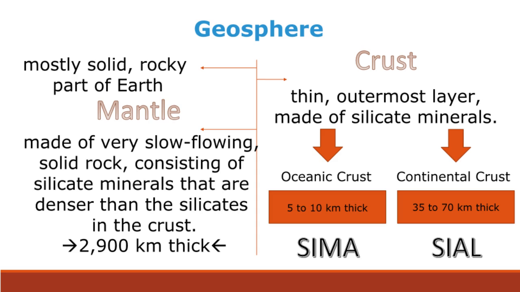We'll jump now to the mantle. This is the mostly solid bulk of Earth's interior that is made of very slow-flowing, solid rock consisting of silicate minerals that are denser than in the crust. The mantle lies between Earth's dense, superheated core and its thin outer layer, the crust. It is made up of silicates, magnesium oxide, iron, aluminum, calcium, sodium, and potassium. The mantle is divided into two layers, the upper mantle and the lower mantle.